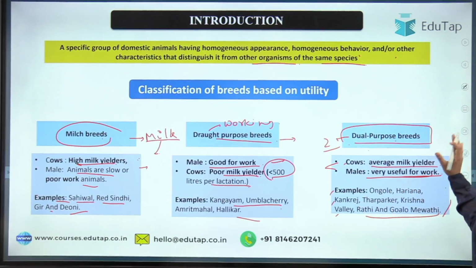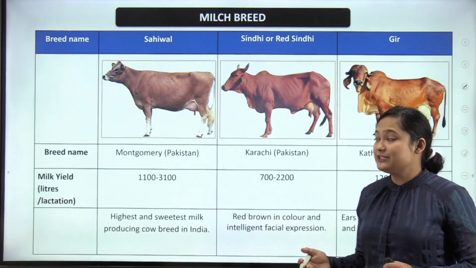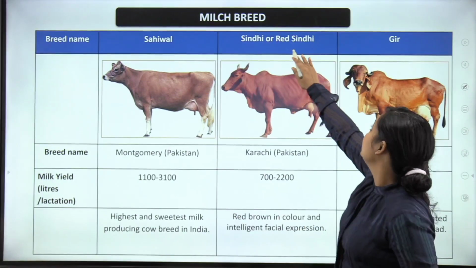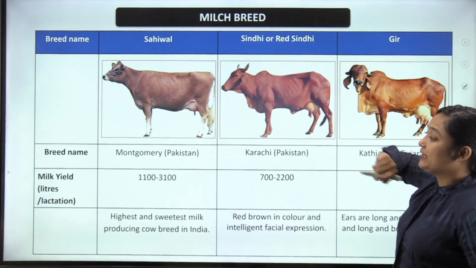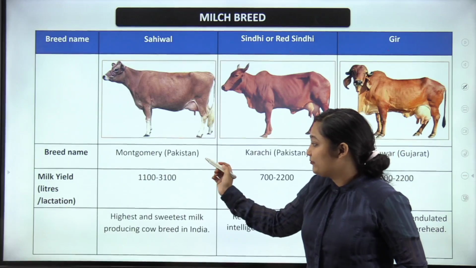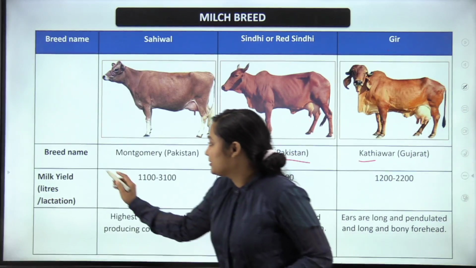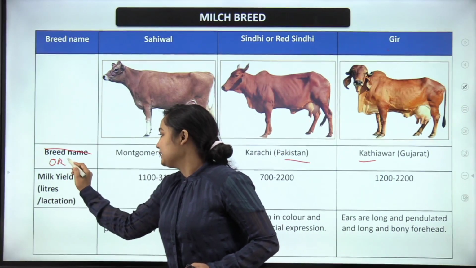Now moving to the breeds of the cow. First of all, talking about the indigenous breeds, these are your Sahiwal, Sindhi and Gir. Okay, Sindhi is also called Red Sindhi. Now what is their origin? Sorry, this will be the origin. So you can see the origin given.